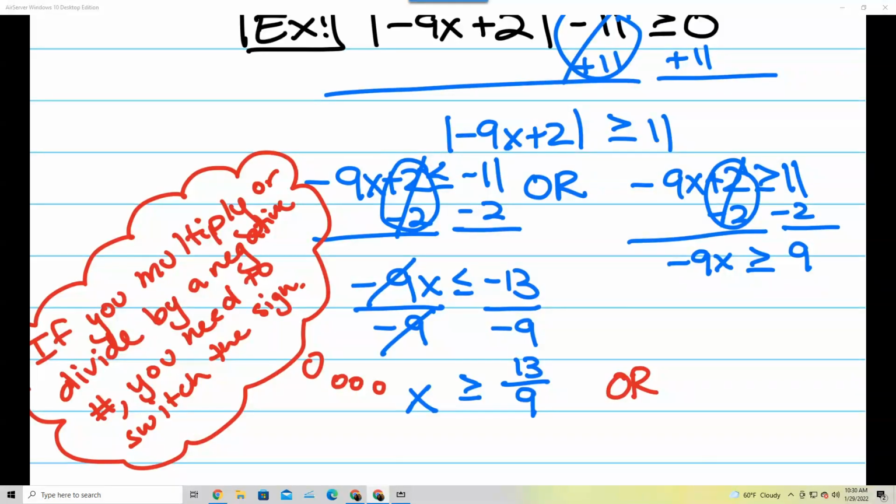I'm going to keep solving for x. I see that I have a negative 9x. I can get rid of that negative 9 by dividing both sides by negative 9. That's divide by negative 9 on this side, divide by negative 9 on this side. These are going to cancel. I get x over here. I get a negative 1 on the right.